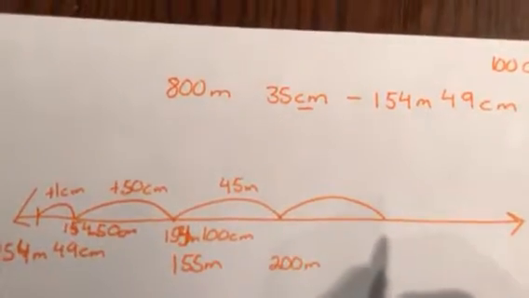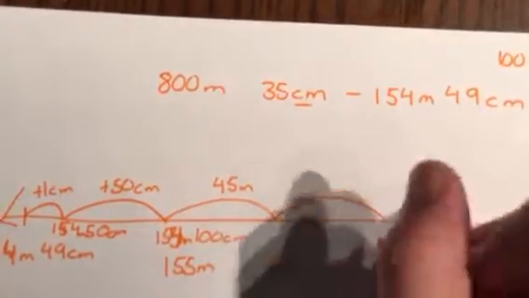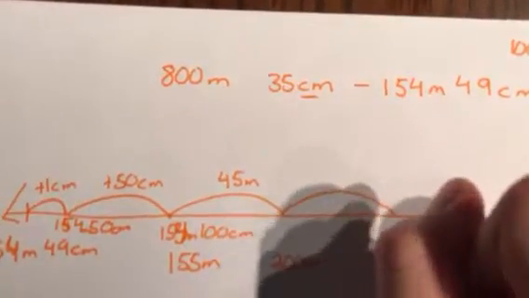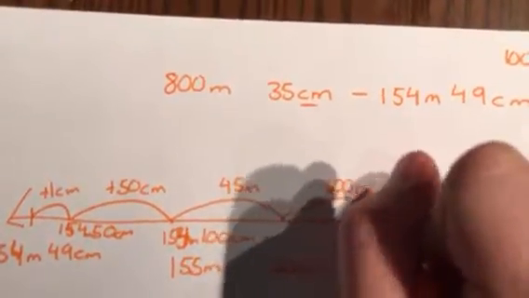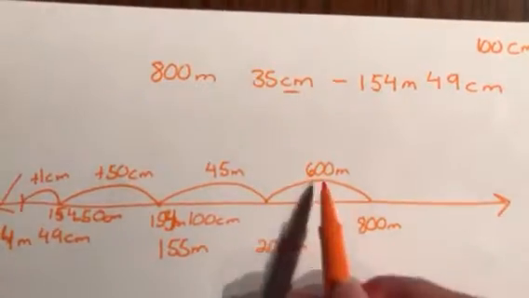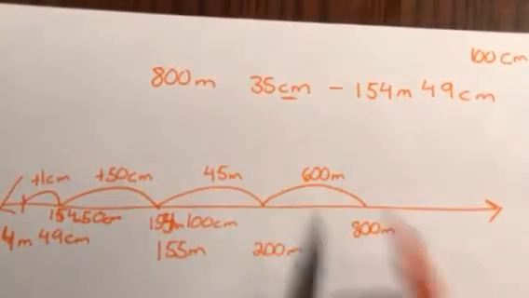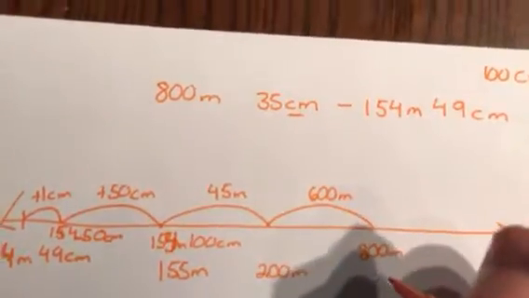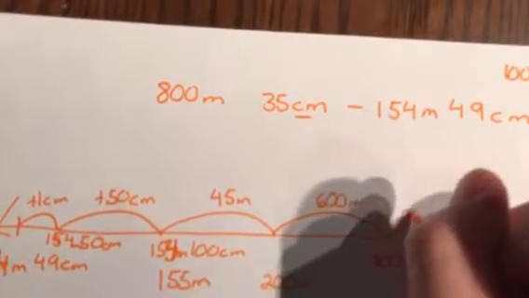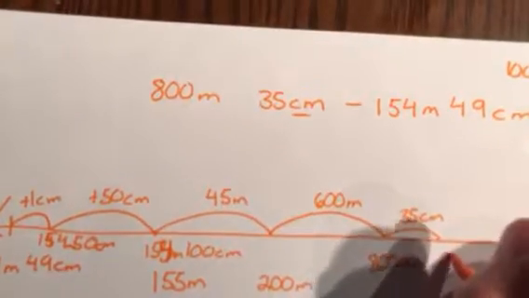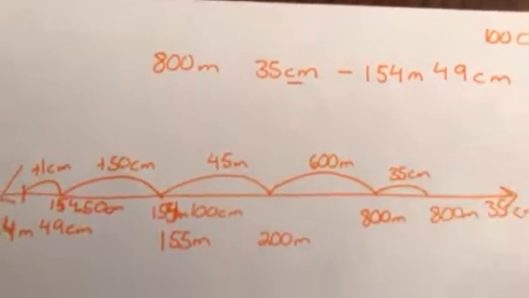Now I'm at 200, and I'm going to jump all the way up to 800. So from 200 to 800 meters, I'm sorry, not centimeters, I need to make a jump of 600 meters, because 200 plus 600 gets me to 800 meters. Now I need to make a jump to get from 800 meters to 800 meters and 35 centimeters. So I'm just going to make a jump of 35 centimeters, and that gets me to 800 meters, 35 centimeters.